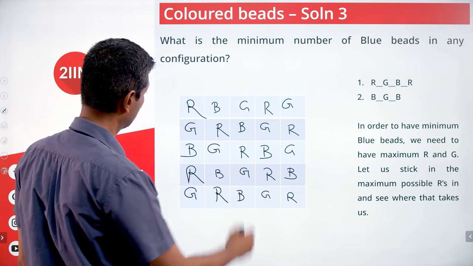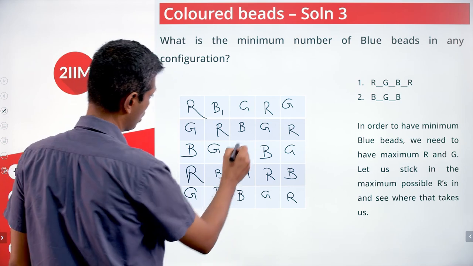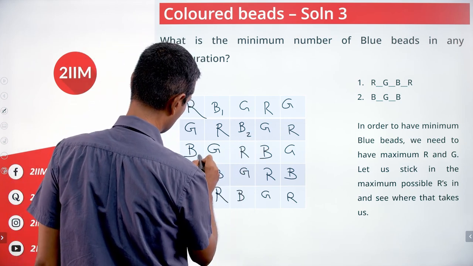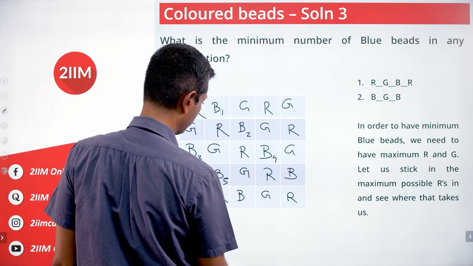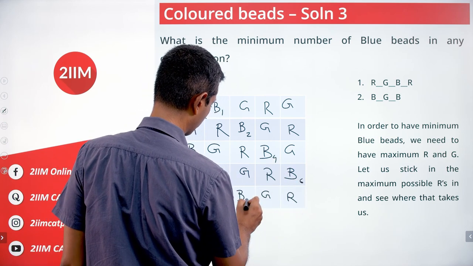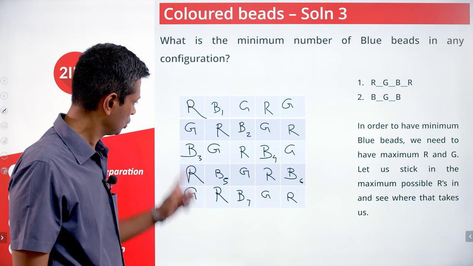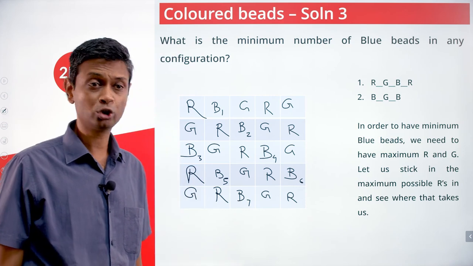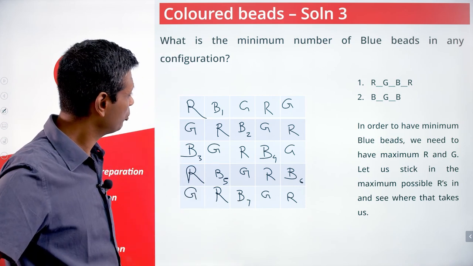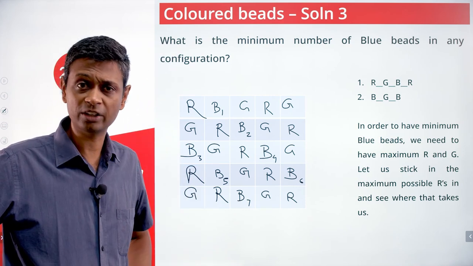So how many blues are there? B1, B2, B3, B4, B5, B6, B7. 1, 2, 3 here, 4, 5, 6, 7 there. So 7 blues totally. We managed 7 because we put in as many reds as possible.